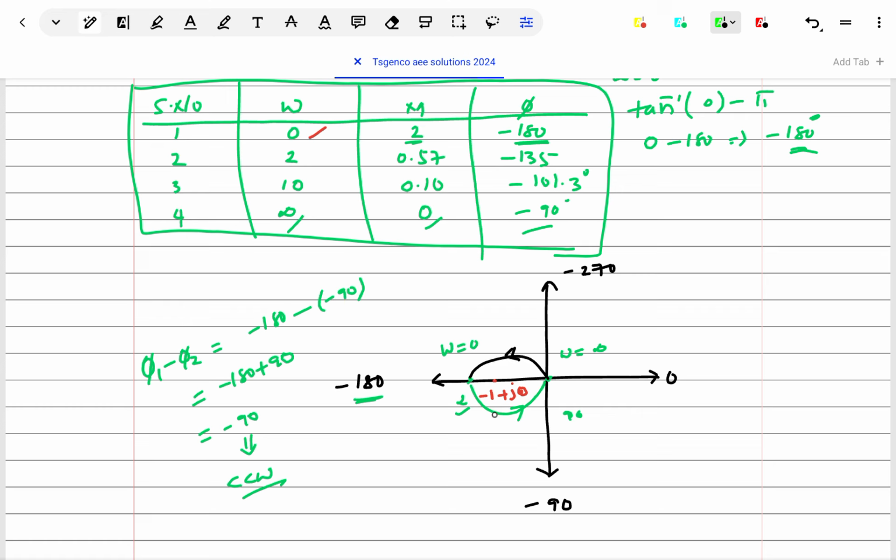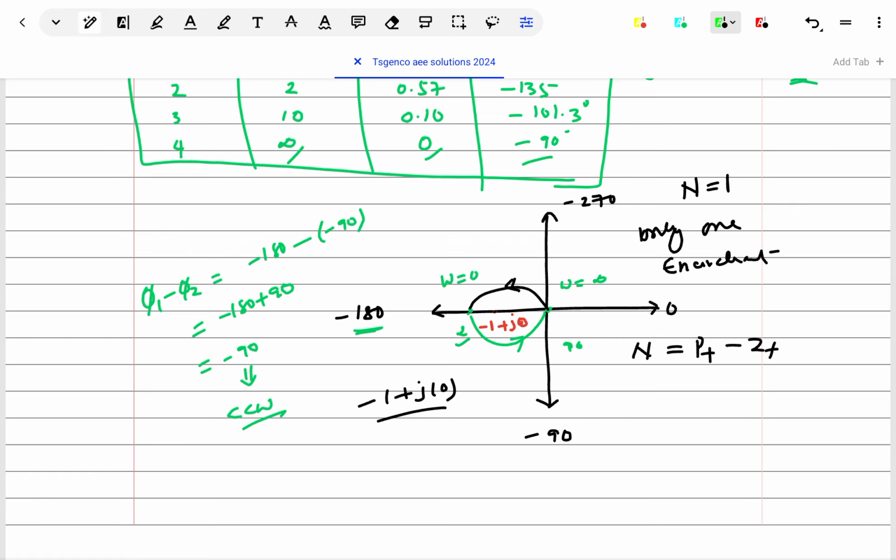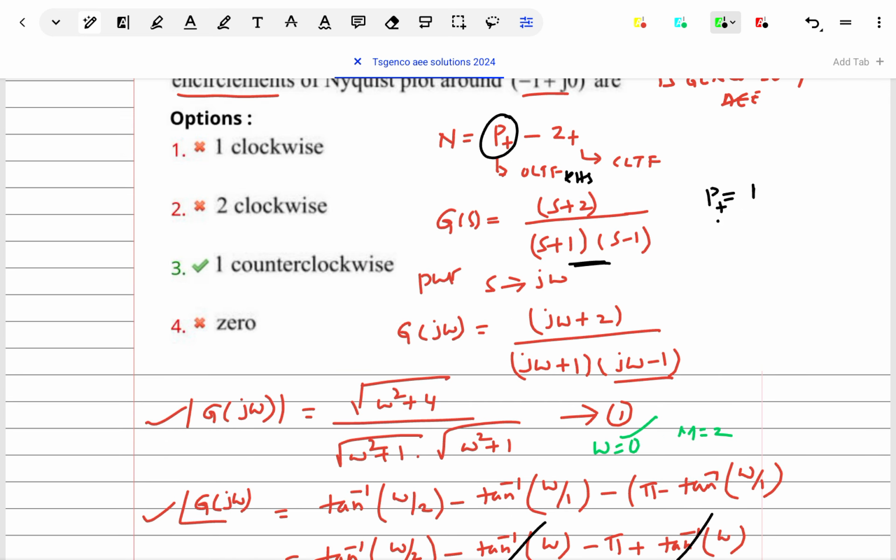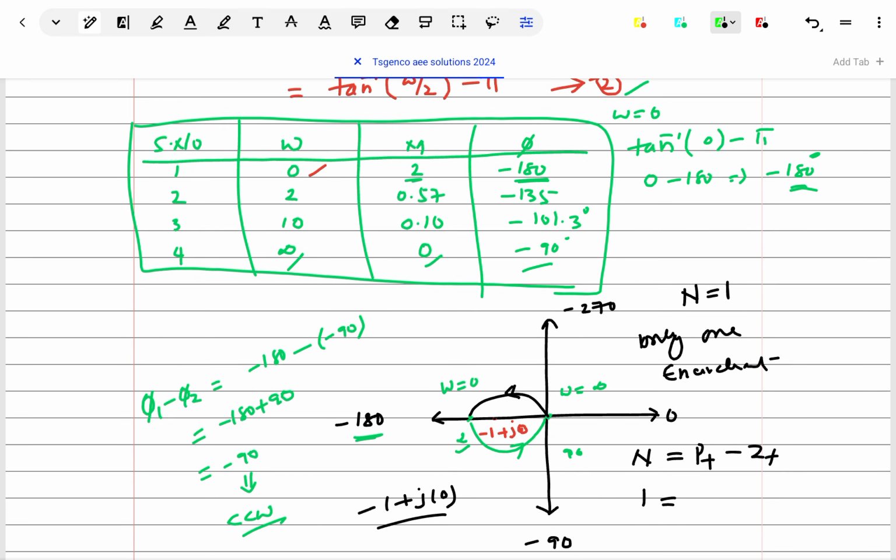Now see how many times the minus 1 plus j0 point is encircled. If you observe here, there is only one encirclement. That means the answer is N equals 1. Now check from the stability point of view. N equals P plus minus Z plus. We know that the encirclement is 1, and we already discussed that P plus is 1. We don't know about Z plus.